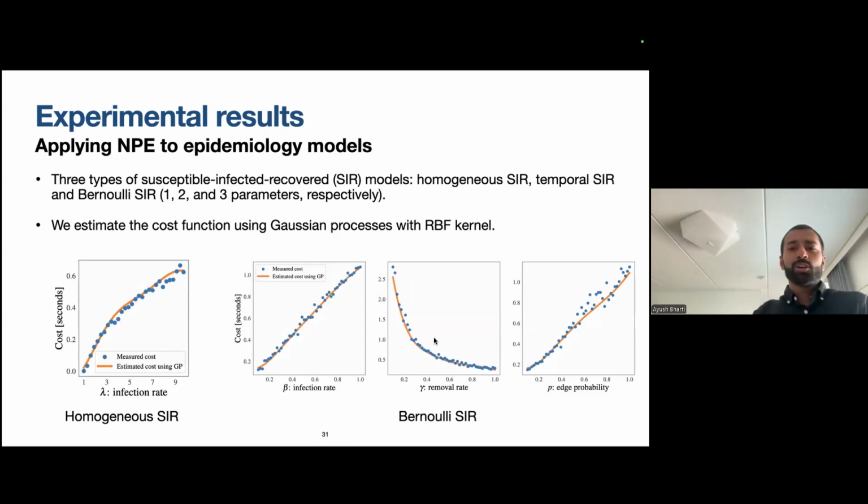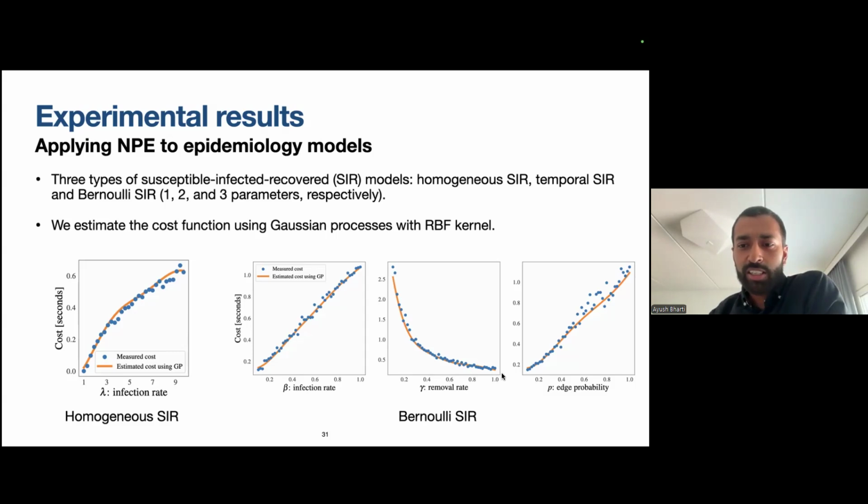Next is the epidemiology model. One model I already showed before, which is this two-parameter model. We added two more. One of them is the homogeneous SIR, which has just this infection rate parameter that increases sort of linearly, and we use a GP to fit these. Then there's the Bernoulli SIR model, which has three parameters. As you can see, the cost increases linearly for these two, but for this one, it goes down exponentially.